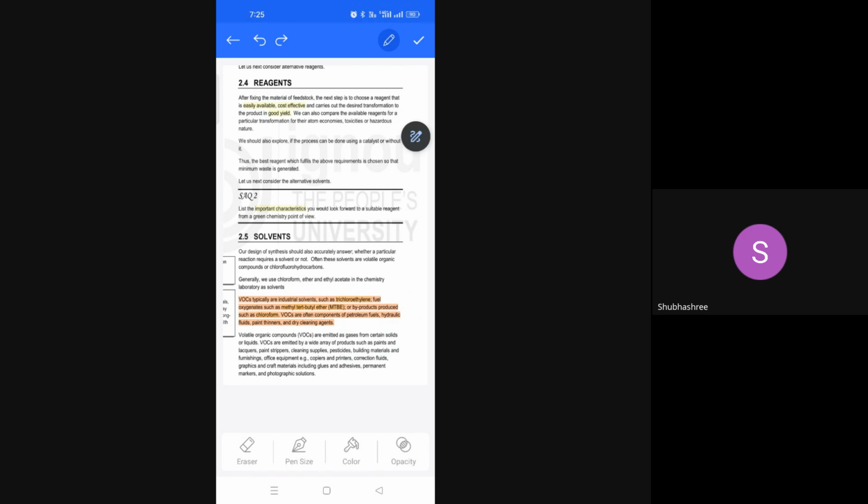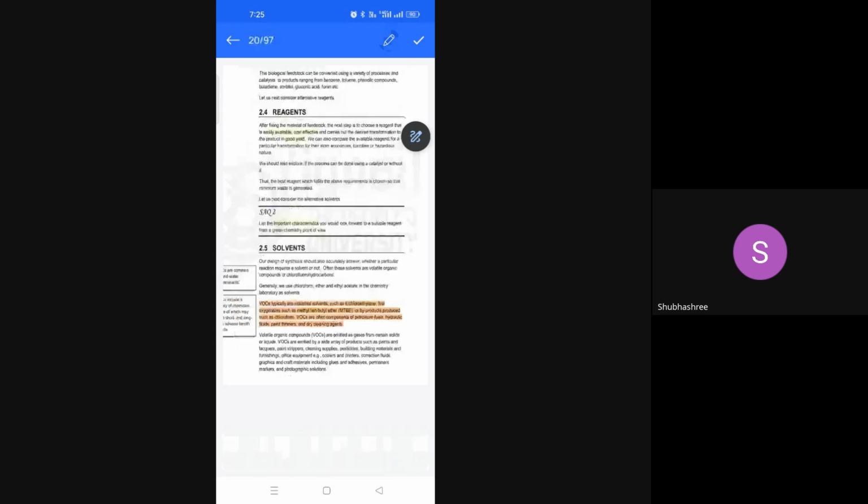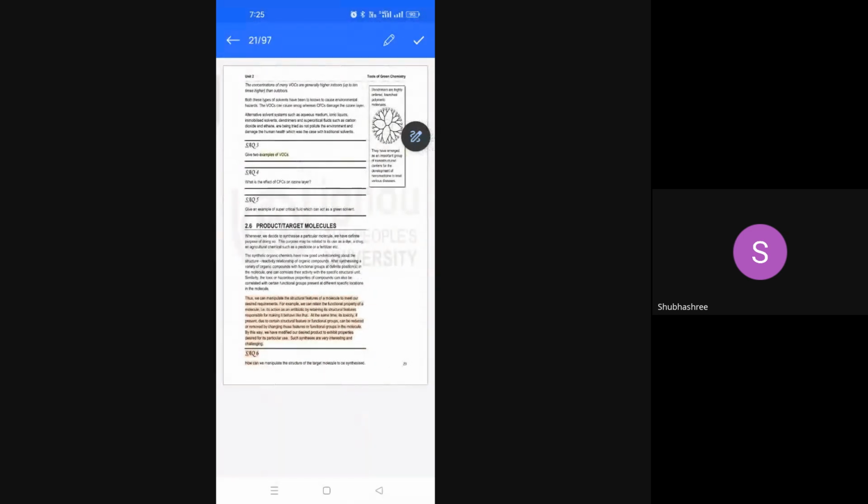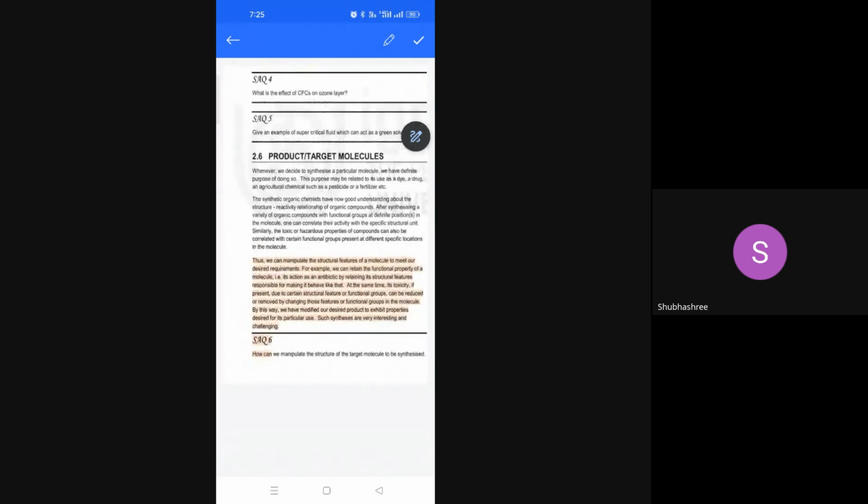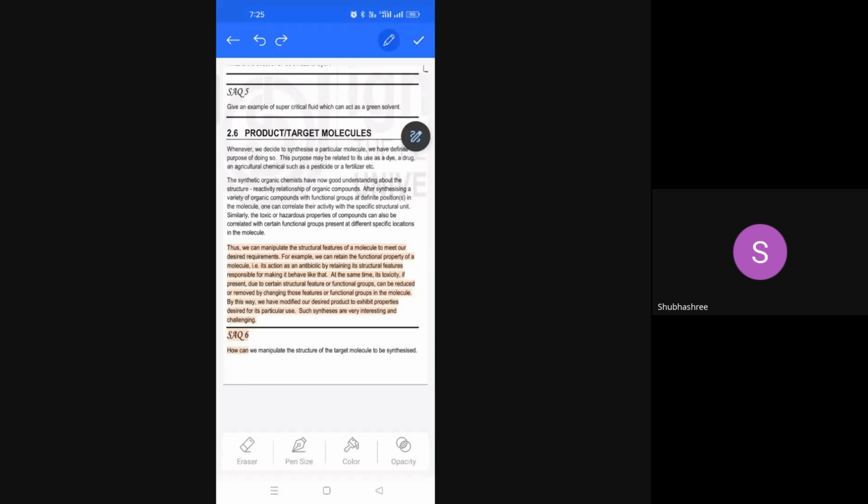But you always focus on the way in which you will be economically benefited. You should focus on such things. Production of the target molecule: suppose you want to produce a certain type of molecule, you should focus on this. You should design your synthetic procedure in such a way that the production of hazardous substances or byproducts is minimized. Thus, we can manipulate the structural features, what I told before.